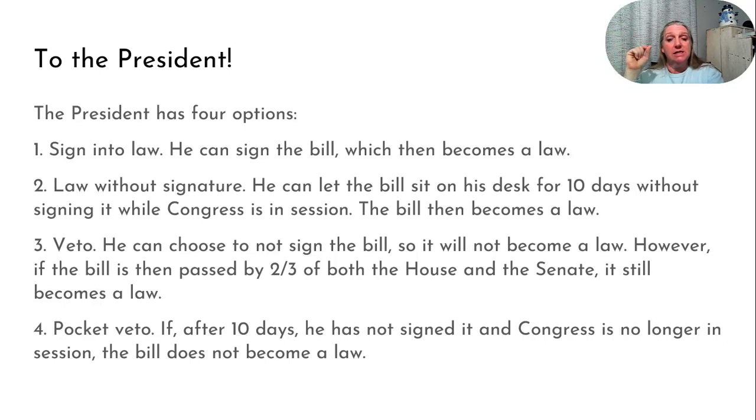If after 10 days, excluding Sundays, the president has not signed it, it sat on his desk, and Congress is not in session. So really the only time this is going to happen is end of December, beginning of January. Congress has adjourned until January, whatever date. They're no longer in session, and the president has this bill sitting there. The president doesn't like the bill for whatever reason. He lets it sit there for 10 days. The bill does not become a law. That is called a pocket veto.